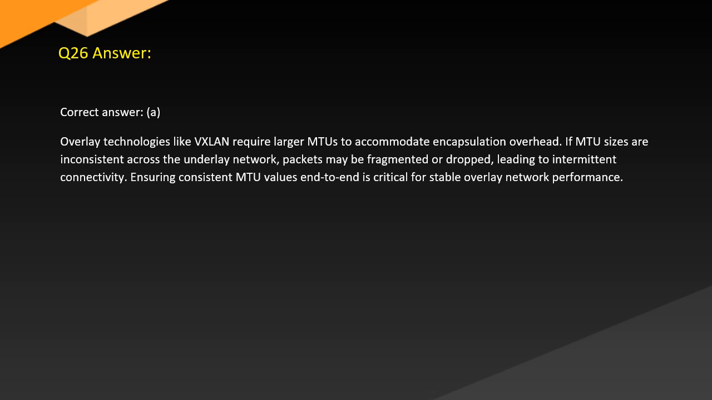Answer. Correct answer. A. Overlay technologies like VXLAN require larger MTUs to accommodate encapsulation overhead. If MTU sizes are inconsistent across the underlay network, packets may be fragmented or dropped, leading to intermittent connectivity. Ensuring consistent MTU values end-to-end is critical for stable overlay network performance.